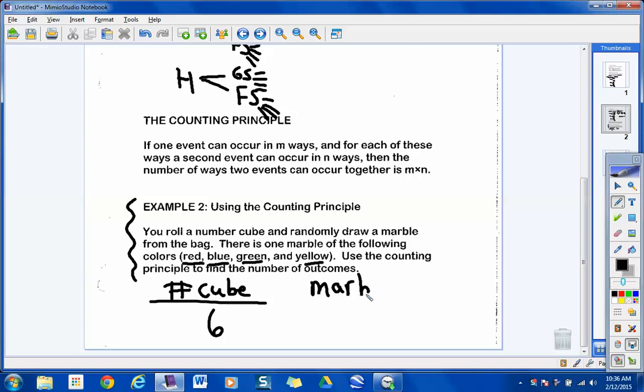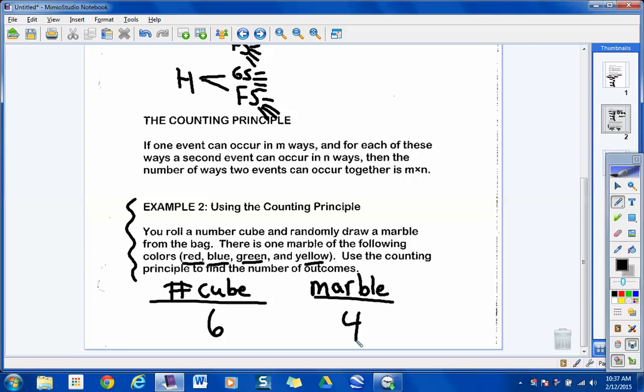Are we on the counting principle? Now marble. Okay, how many choices of a marble do you have up there? 4. So the question becomes this. If I said, hey, here's a number cube, and here's a bag of marbles. Green and yellow. If you can predict what number I'm going to roll on here, and then what color of marble I would draw out, how many different possibilities would you have?